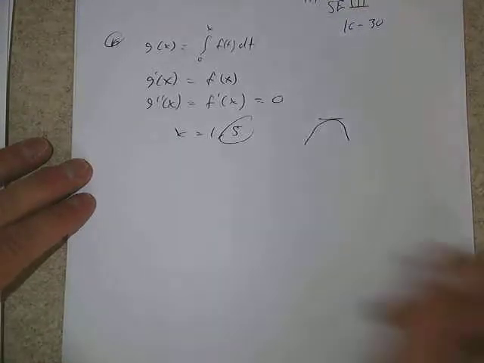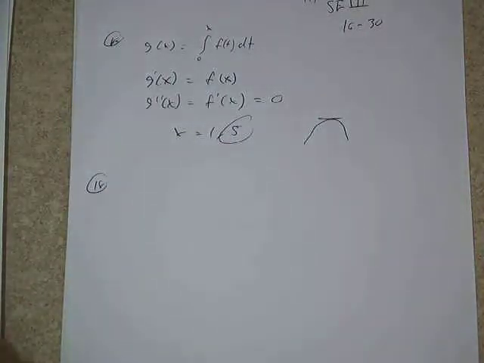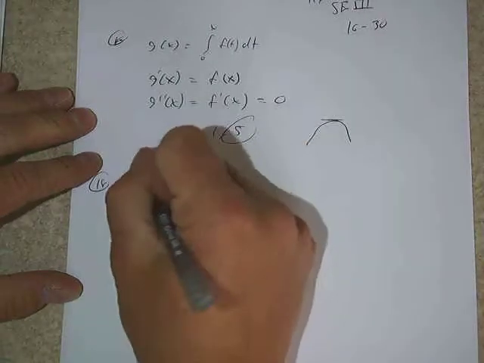Alright. What else? 16 to 20. Taylor? 18.